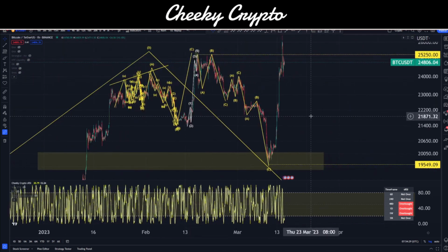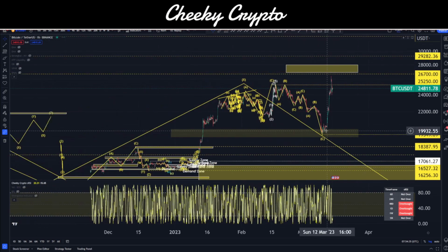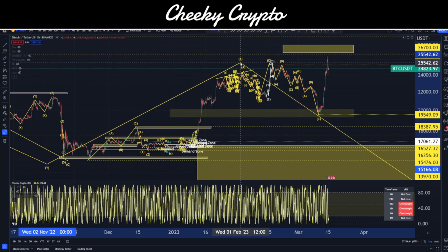So if I just zoom out of this hourly chart here, this is also on Tether, paired with Tether, I should say, and Binance is our data source. Okay, so we can kind of zoom out of this. We can kind of see a lot of various different things that are going on here. And all of this is inside a W wave.